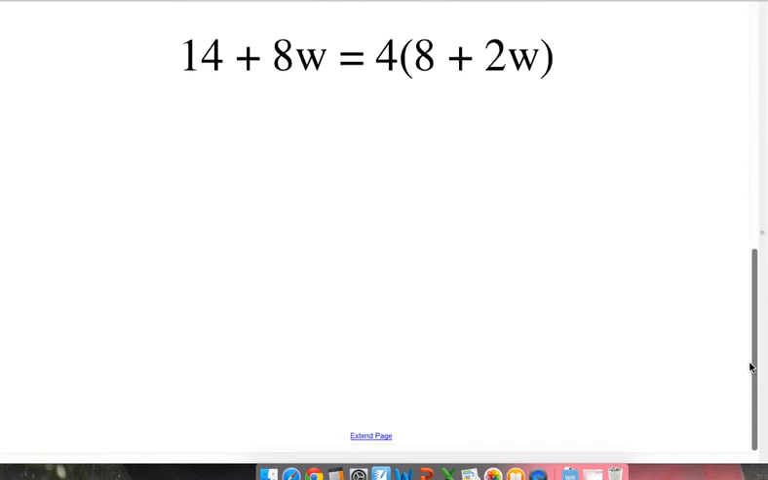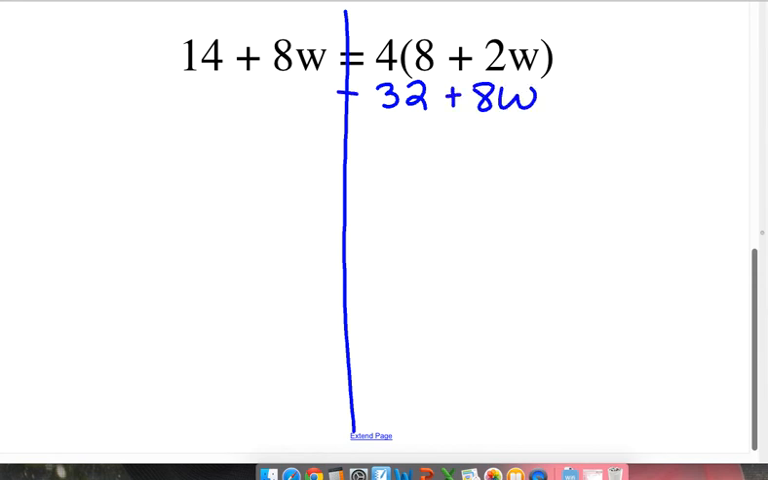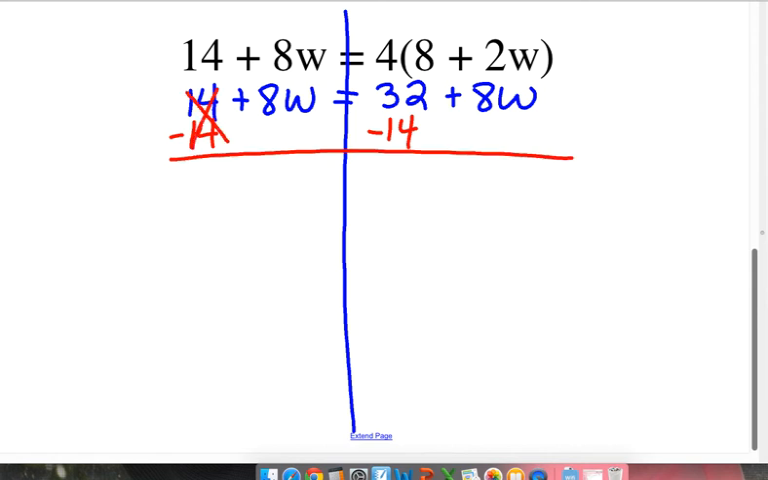Last one. More distributive property. 4 times 8, 32. 4 times plus 2w is positive 8w. I look to see if they look identical, and no, they don't. So let's keep moving. Let's keep working forward. I think I'm going to subtract 14 from both sides. Bring down my 8w on the left. 32 minus 14 is 18.